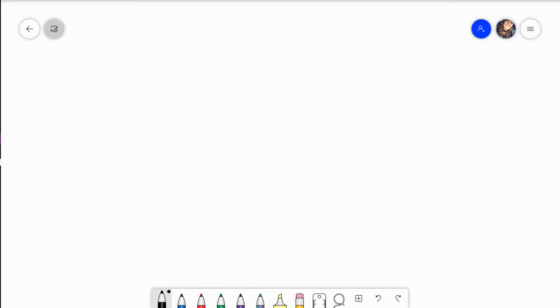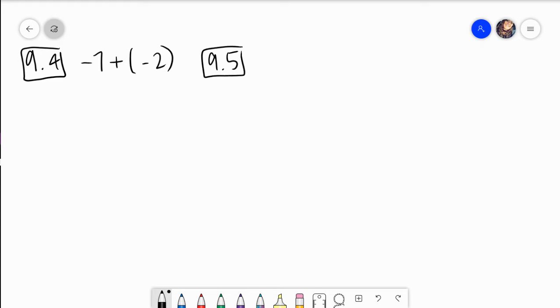In 9.4, an example of a 9.4 problem would look something like this. And an example of a 9.5 problem would look something like this. It's a little all over the place. Let me get it closer together. An example of a 9.5 problem would look like this. Those are doing the exact same thing.